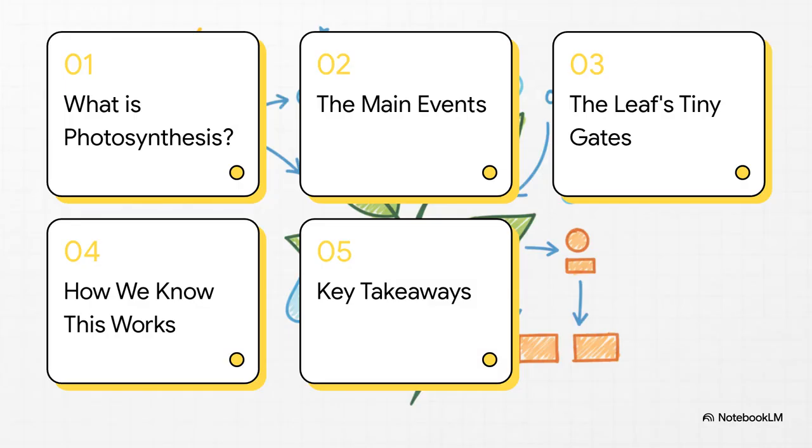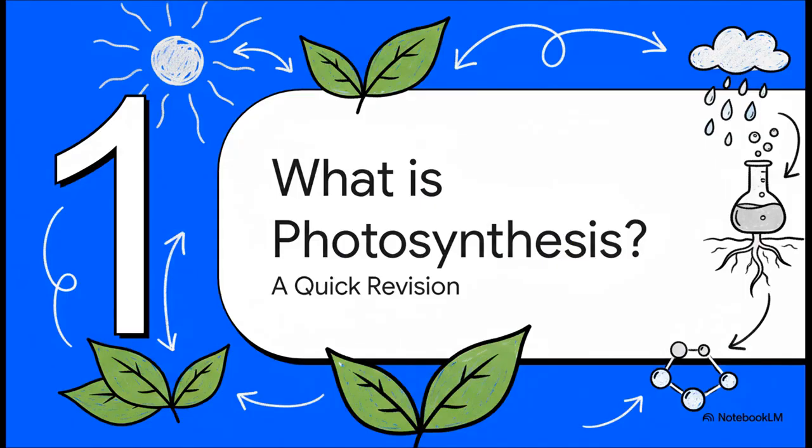So, what's on our agenda for today? Well, we will start with a quick revision of what photosynthesis is. Then we will look at the main events, how the food is actually made. We'll also see how plants control this process through tiny little gates on their leaves, look at the simple experiments that prove this, and finally, we will go over the key takeaways for your exams. All right, let's get started.